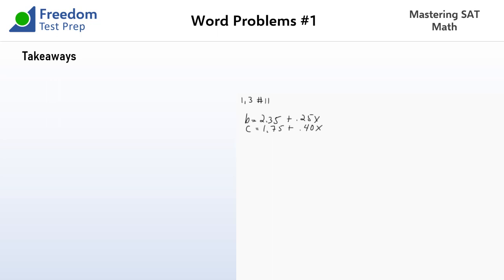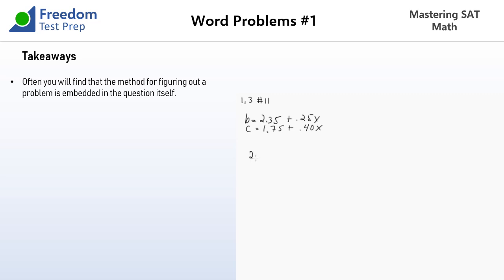Now, I love this question because literally embedded in the question is the method. It tells you what to do. It says, what is the price per pound of beef? Well, that's the B, right? That's 2.35 plus 0.25x. When it was equal to, put an equal sign, the price per pound of chicken. That's there, and then you write this down, okay? This is literally all you have to do.